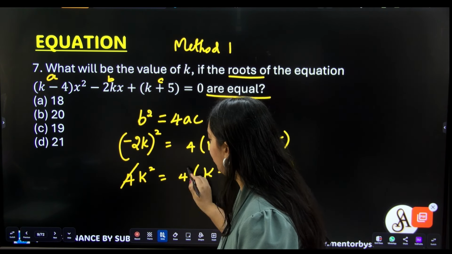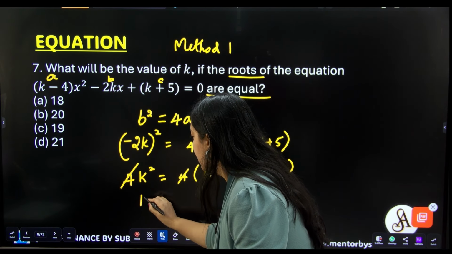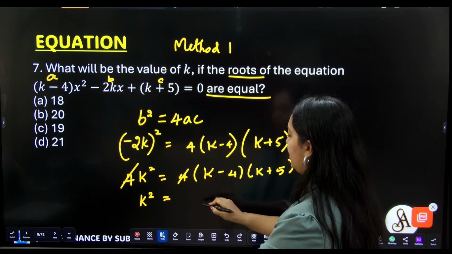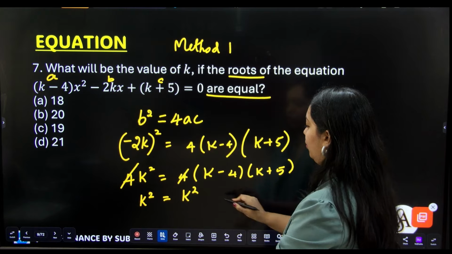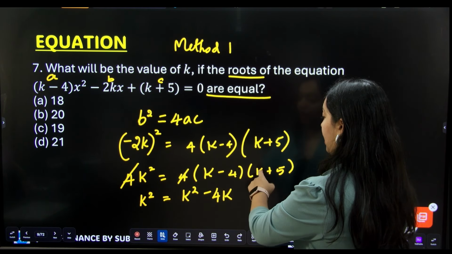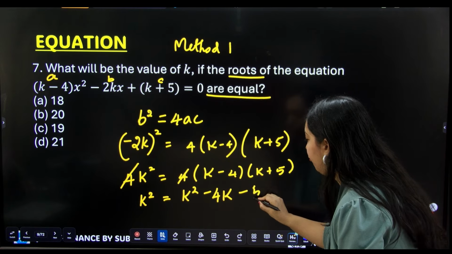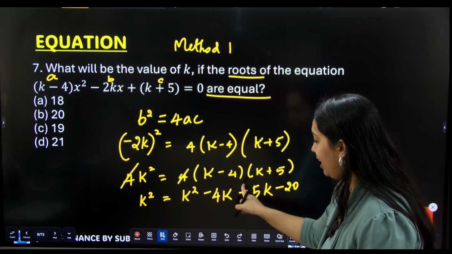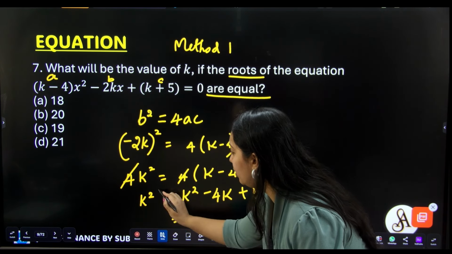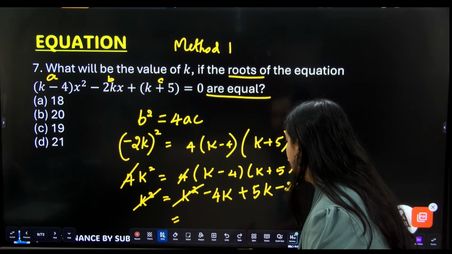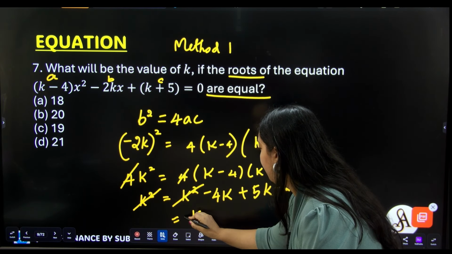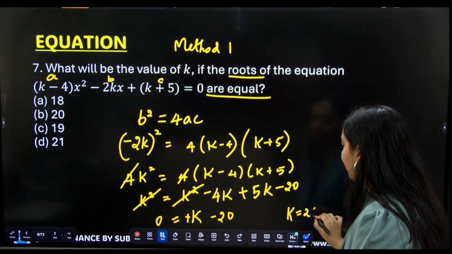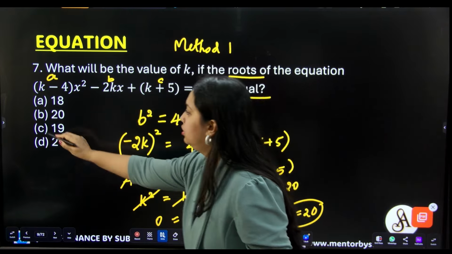I will cancel 4 and 4 on both sides. I am getting k square is equal to, what is k minus 4 into k plus 5? k into k square, minus 4 into k is 4k, k into 5 will be 5k, and 4 5s are 20. Solve this. 5 minus 4. You are getting the value k square, and k square gets cancelled out. I am getting k value minus 20 is equal to 0, or k value is equal to 20. So I got the option as option number C.